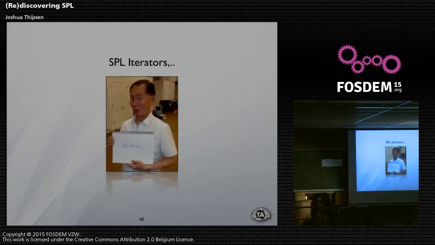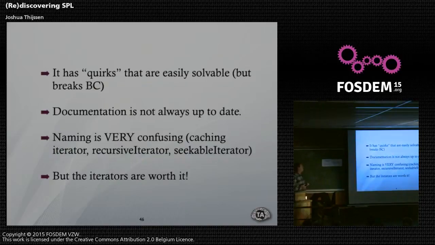SPL iterators, right. The thing is, there are a lot of quirks in it, but they're easily solvable, but it means BC breaks. I would really say, okay, let's give it a try on PHP 7, but the documentation is not really up to date, so that makes it really hard. The naming is very confusing. There's something called a caching iterator, which does everything except caching, literally. Well, it can do caching, but not in the way you think. There's a recursive iterator, we already discussed that one, and there's a seekable iterator, which obviously is not an iterator, but an interface.